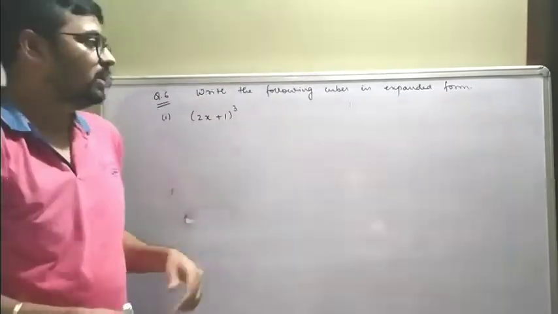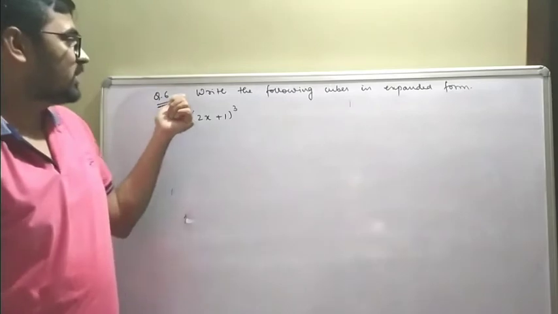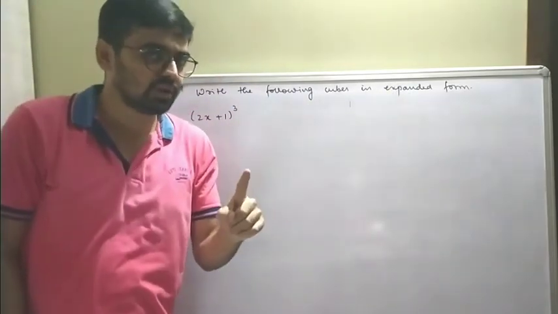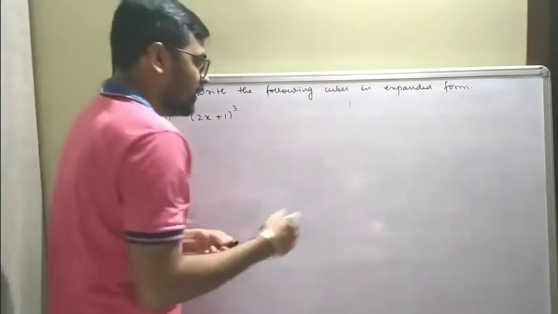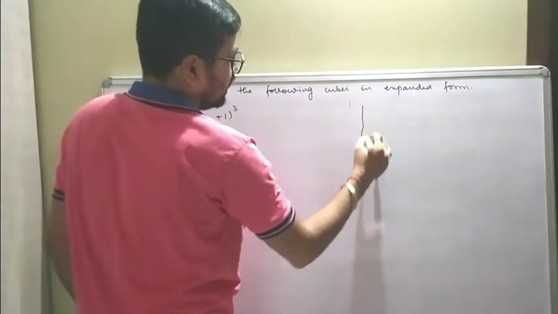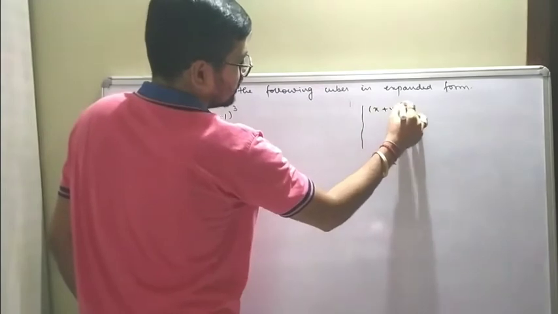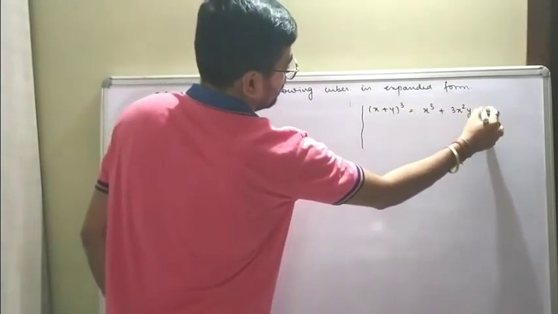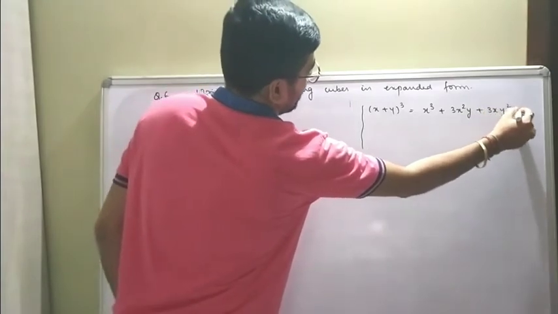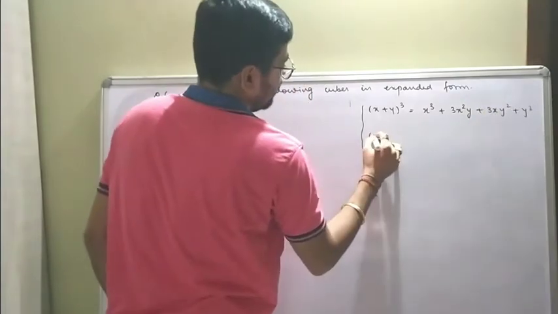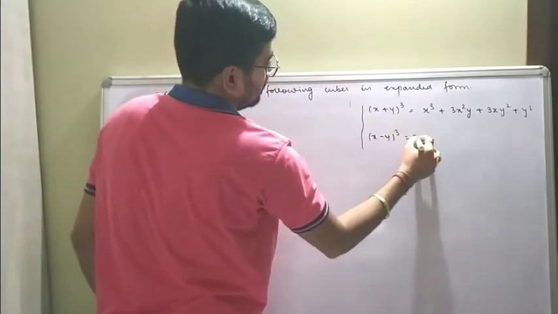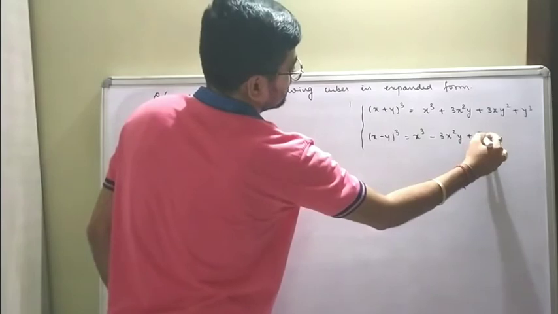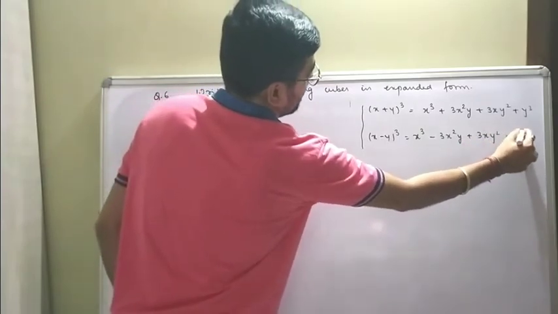Simple. Let's start with question number 6. Write the following cubes in expanded form. So this identity we also understood, x plus y whole cube. I am going to write both of them over here. First is x plus y whole cube. That will be x cube plus 3x square y plus 3xy square plus y cube. And x minus y whole cube is x cube minus 3x square y plus 3xy square minus y cube.